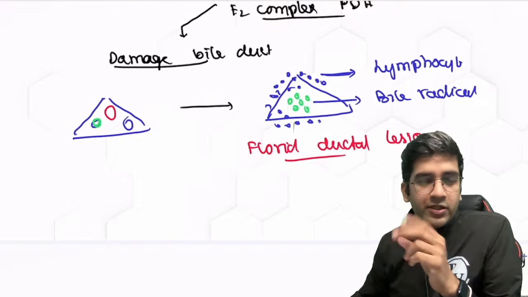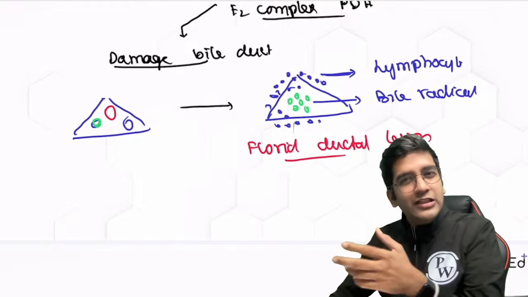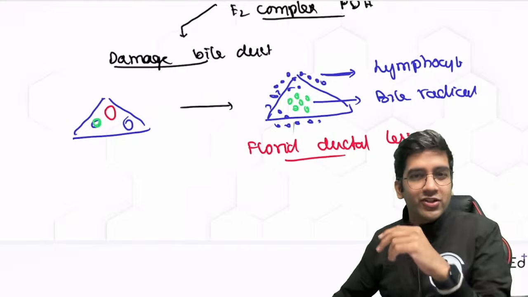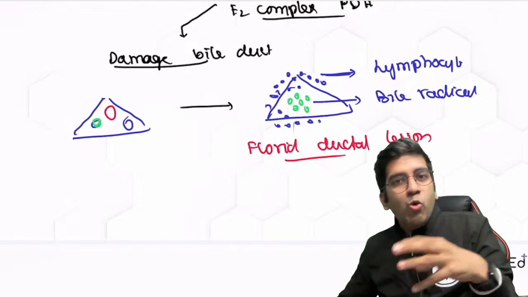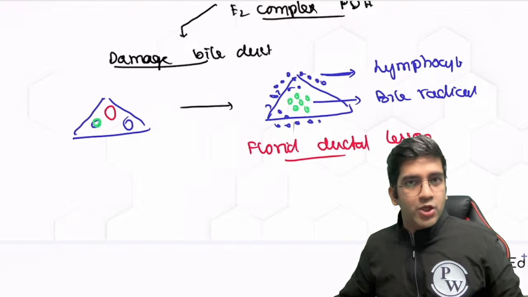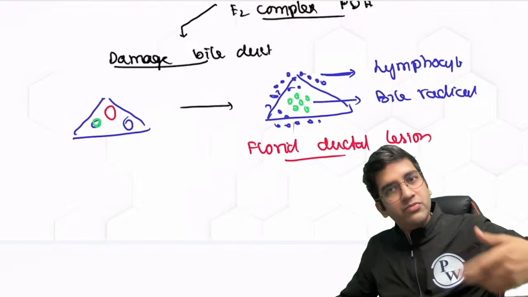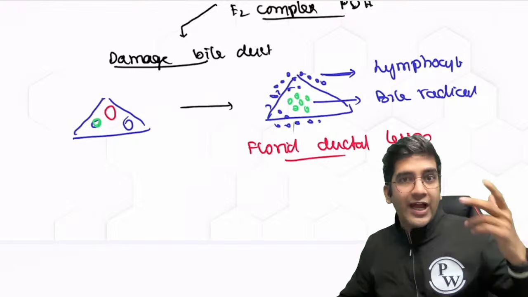Now, you are going to answer me. I want everyone who's online to comment. It's fine if you're wrong. If you feel it's difficult, remove the comment, that's all. So I had a florid ductal lesion. I'm having more biliary radical. Will it create more antigen? Yes. So will the immune system fire up more? Because more neoantigen means more antibody, a secondary immune response, a heightened response.